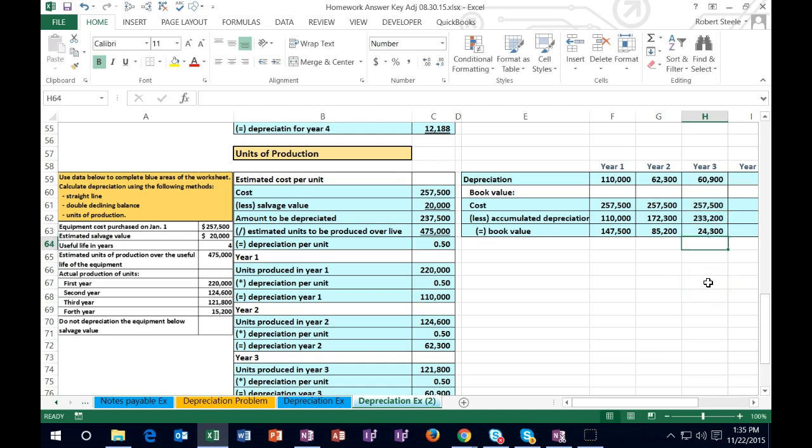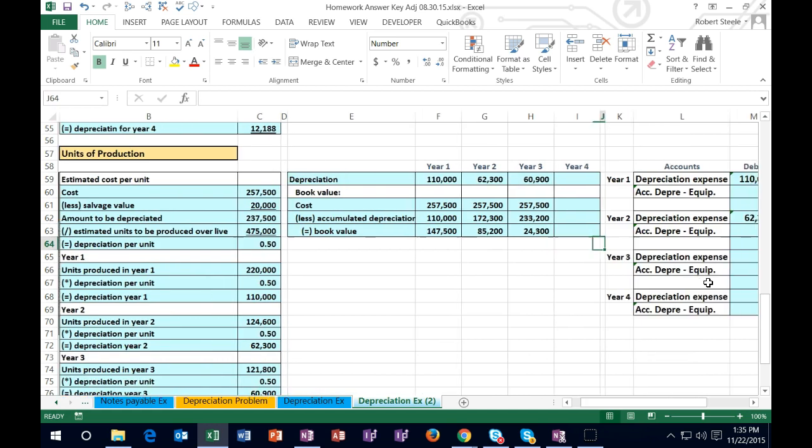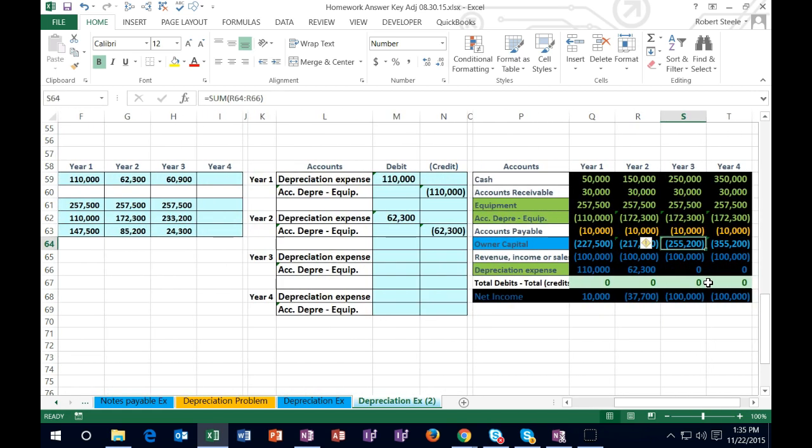Depreciation, giving a book value of $24,300. All right, so we're going to post that out once again to our trial balance over here. We're now going from year 2 to year 3.